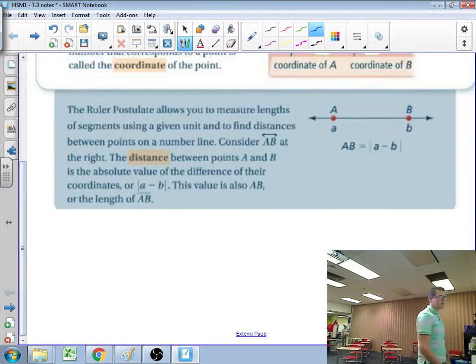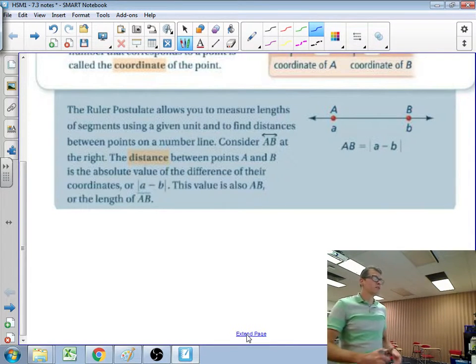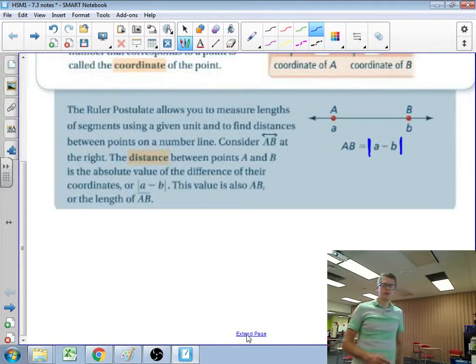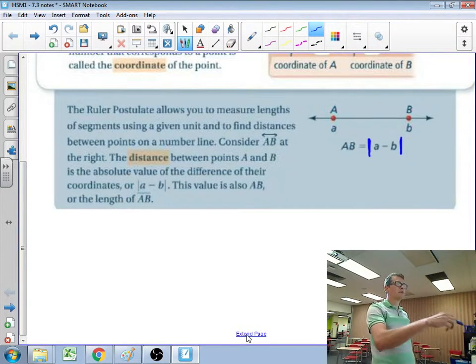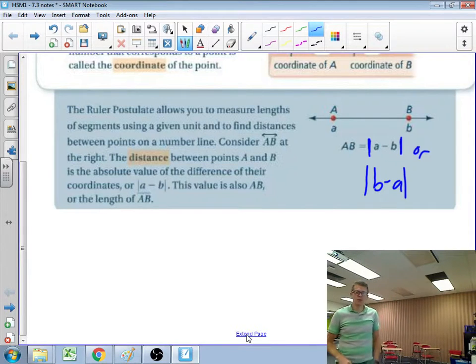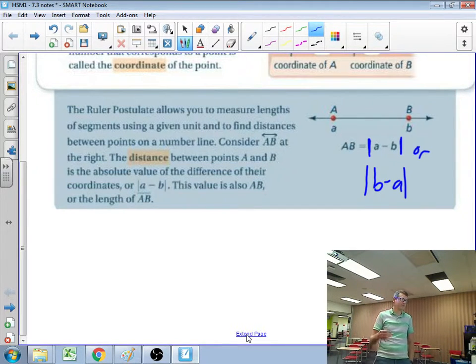So here is our general distance formula. That distance is always positive, so we use the absolute value here. Hopefully you can see these absolute value bars. We use the absolute value to determine the distance. So the distance from A to B, or B to A, is the absolute value of A minus B, or the absolute value of B minus A. It's just the difference between them, and then you have to make it positive because distance is always positive.